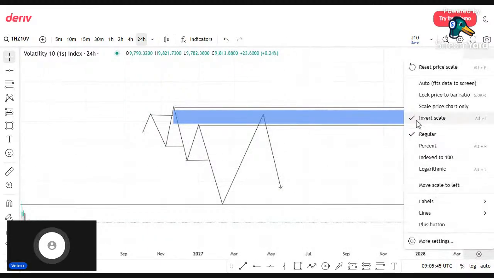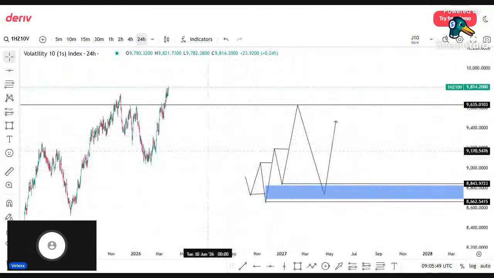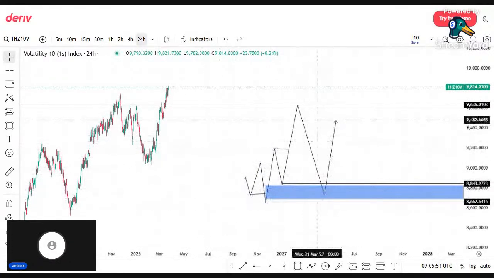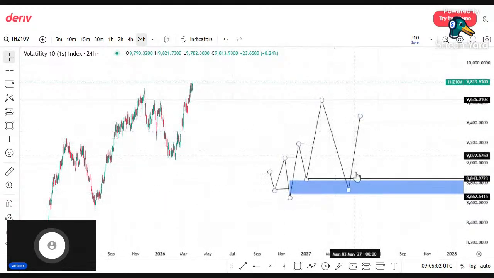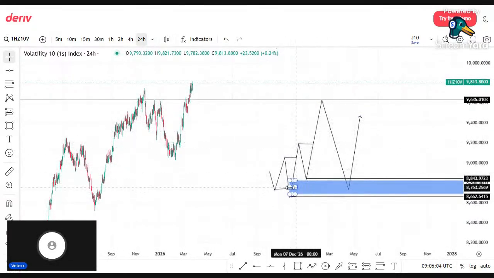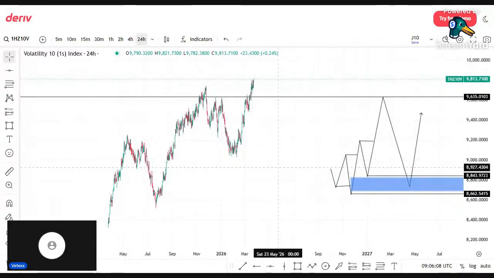Okay, so on V10S now, I'm taking this out. This is top-down analysis, knowing where price is coming from and knowing where it's going to. On the weekly time frame, it's coming from this zone and it's going to this zone. So now what do we do? This can happen on the weekly, this can happen on the 24-hour, this can happen on the 4 hour time frame. So you always do a top-down analysis first of all.